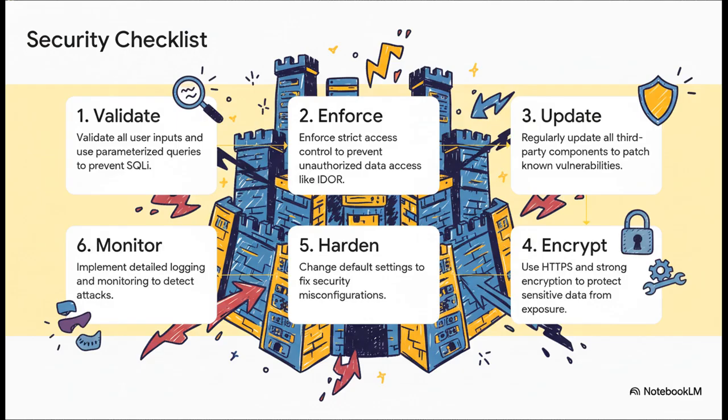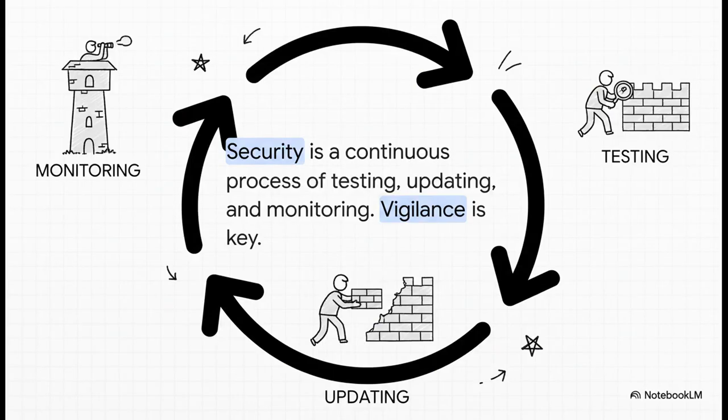You've got to validate all your inputs to stop the trickery. You need strict access controls to stop impersonation. Keep your software updated so your walls don't crumble. Encrypt your data, harden your configurations, and last but not least, you have to watch the walls by logging and monitoring for anything suspicious.